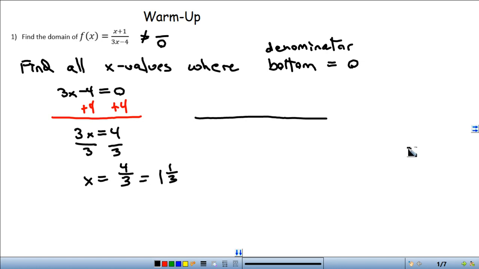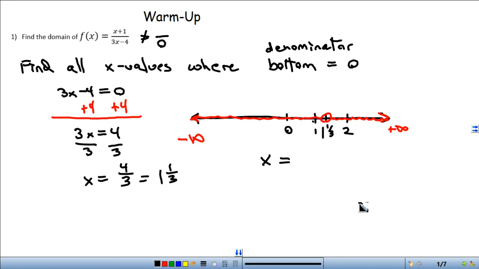If I make a number line, here's x is 0, we'll say this is x is 1, and here's 2, here's 1 1/3. And x can't be that value, so I'm going to represent that as an open circle. x can be every value to the left. It can go on to negative infinity. And x can be every value to the right. It can go on to positive infinity, but it cannot be 1 1/3. So the way I represent that, I can say x cannot be 1 1/3.